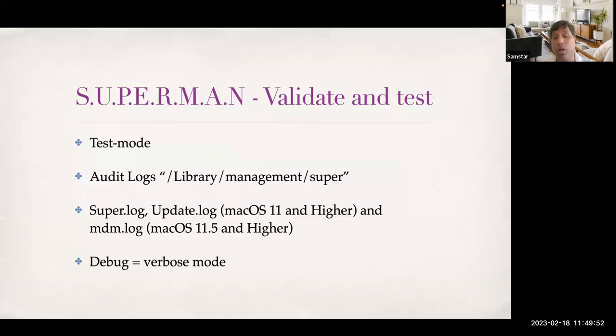which will give you entire logging of Superman. You can review update.log file for macOS 11 and higher. You can use mdm.log file for 11.5 and higher. And if Superman logs are very less for you, or if you are troubleshooting an issue, you can always enable verbose mode through a script, which will give you extensive logging where you can see line by line what Superman is doing, identify the issue and fix the issue.